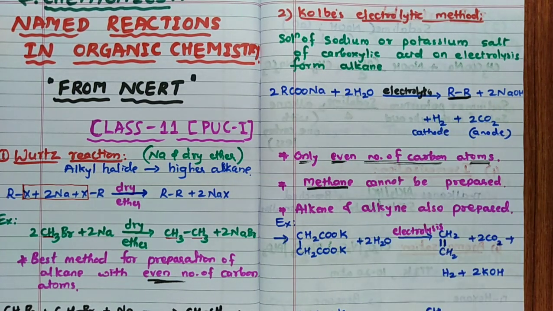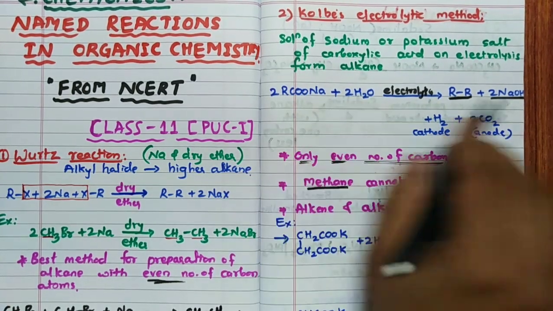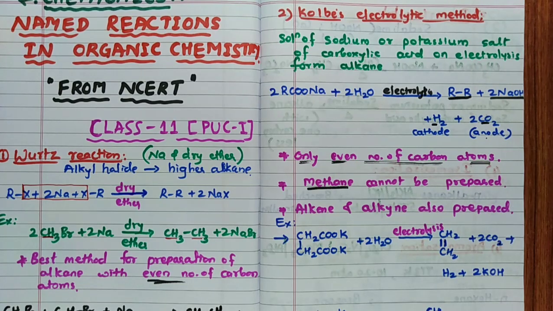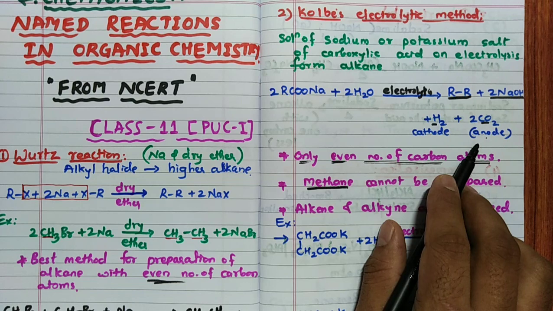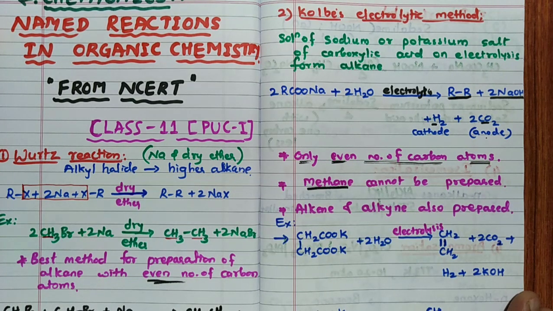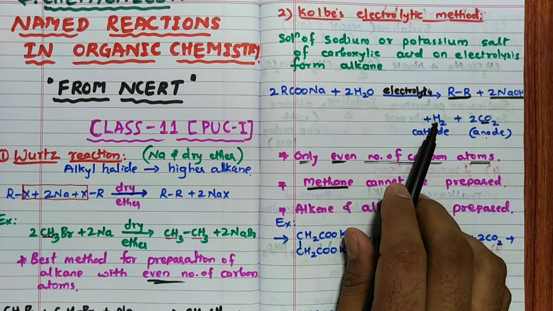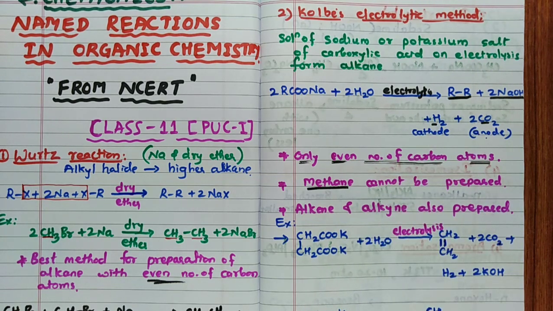See how the product is forming. 2NaOH is formed, Na and OH, NaOH. H2 at cathode, CO2 at anode is released. Very important point: H2 at cathode, CO2 at anode. Mechanism is not necessary to know. But generally H+ is there, so hydrogen is definitely evolved at cathode, reduction takes place there and oxidation takes place at anode. See, R-R is going to form.